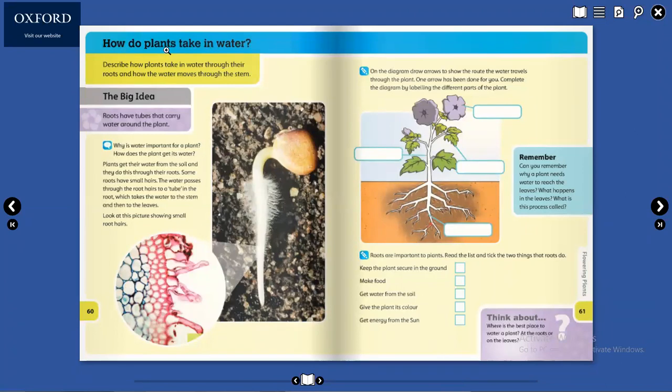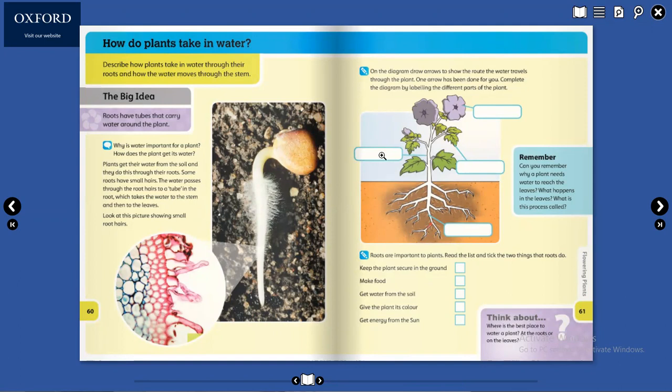Okay, here we have: how do plants take in water? Describe how plants take in water through their roots.